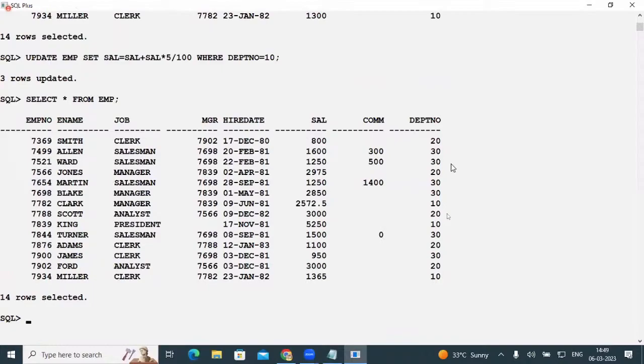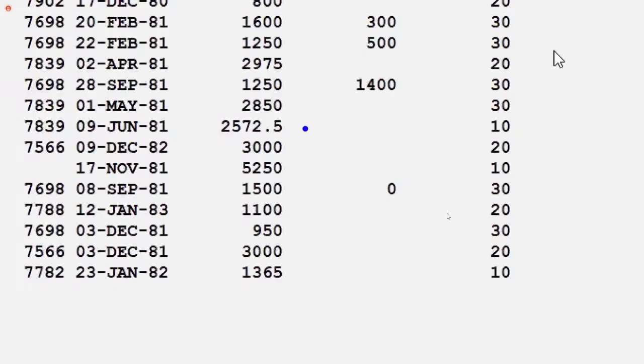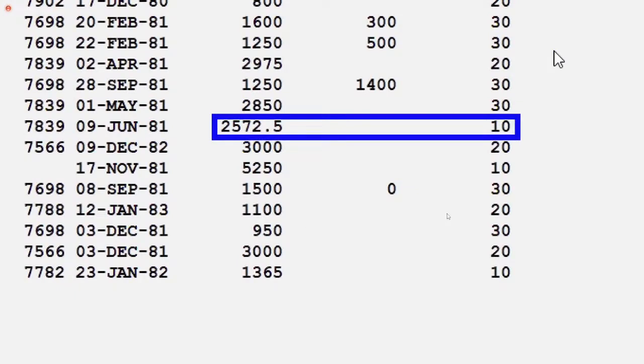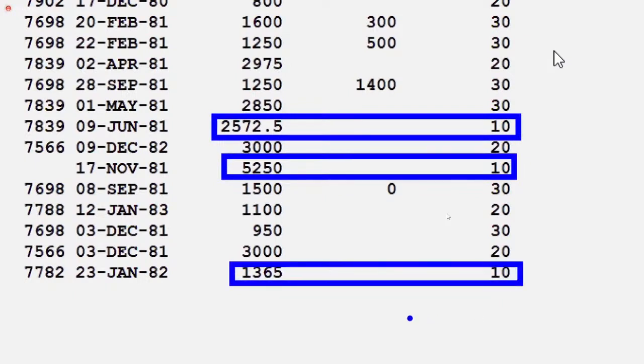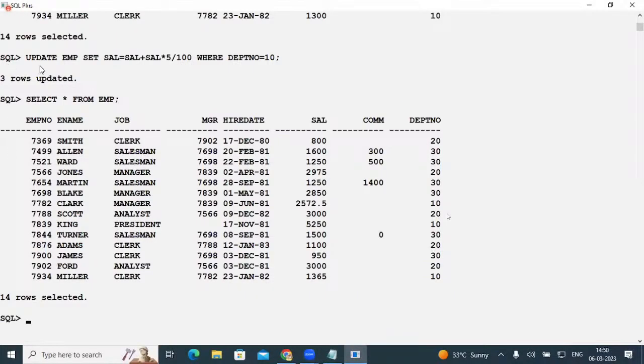Let me come out and see the information of the table. Those who are working under the 10th department are the only ones affected. 2572.50 paisa, 5,250, 1,365 rupees. The remaining people's salaries stay constant. Only these 3 people change in your table. Okay? So that means you can use update commands also. Okay, write down below.